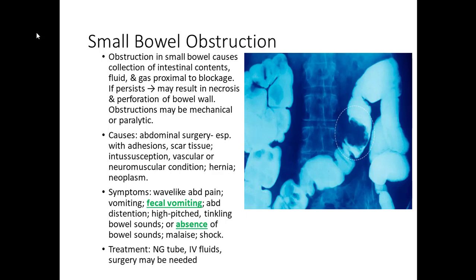So obstructions can be mechanical or non-mechanical. Mechanical is basically there's something blocking the small intestine that is not the intestine itself. So it could be adhesions, in the bowel wall like in Crohn's, or even a tumor in the intestinal lumen. So it doesn't always have to be a problem with the intestines.